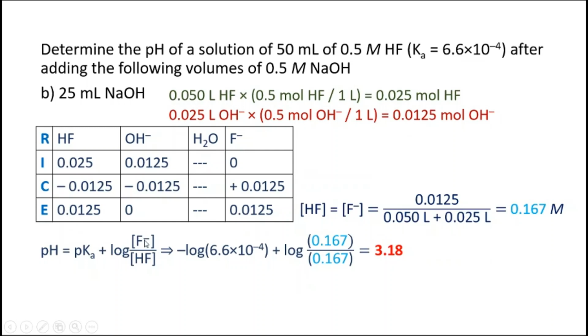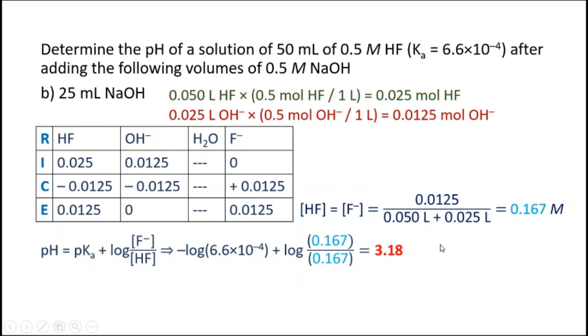We figure out the concentration of our F minus is 0.167. We know that the concentration of our HF is 0.167. And so here, one thing you should notice is I'm taking the log of 1, and so that just cancels itself out. And so you're really just looking at the negative log of this 6.6 times 10 to the negative 4 to give you a pH of 3.18.